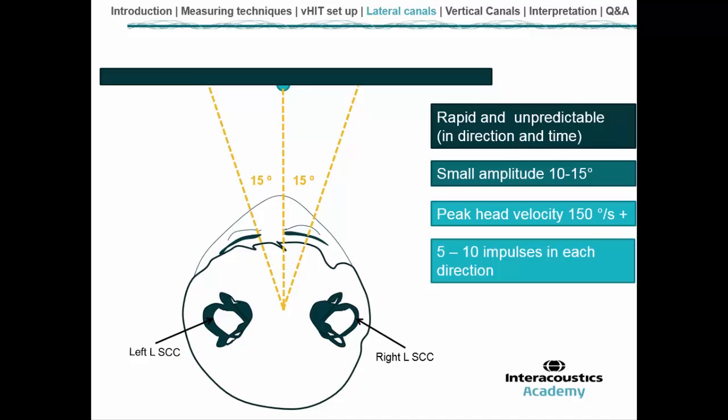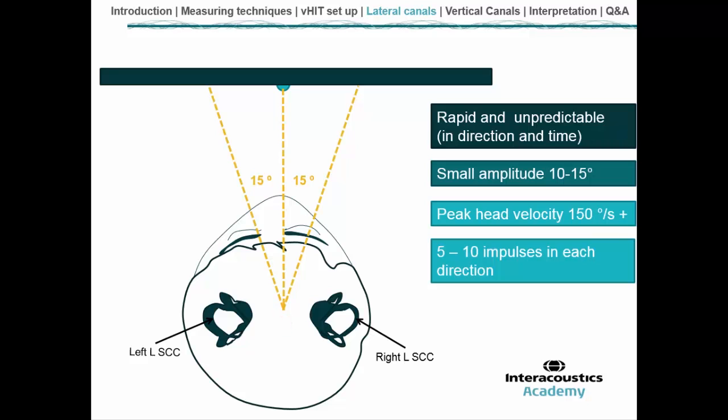A common thing I see when people are new to the video head impulse test is that they try making huge movements of the head, but in fact it only requires very small movements of the head between 10 and 15 degrees. And I've outlined these boundaries, the 15-degree boundary on this image here. So you can see that it's only a very small movement which you need to do.